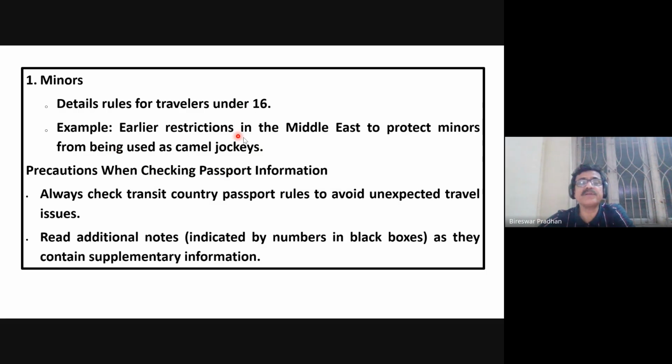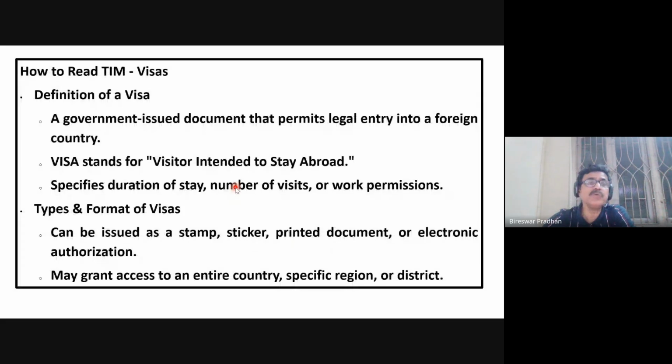Example, an earlier restriction in the Middle East was meant to protect minors from being used as camel jockeys. And take precautions when checking passport information. Always check the transit country's passport rules to avoid unexpected travel issues. Now read the additional notes indicated by the number of black boxes, as they contain supplementary information for this. Now we are coming to how to read the visa.